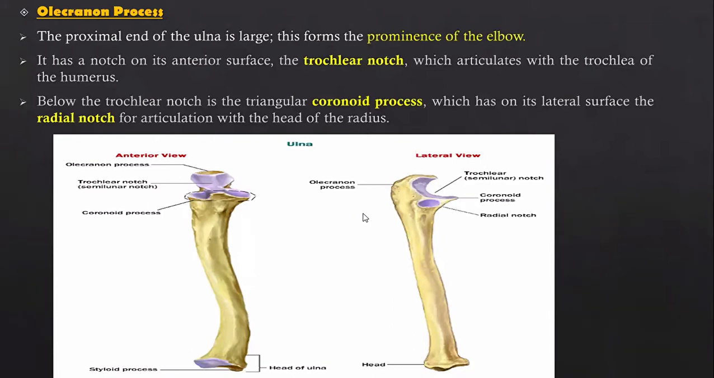So it has a notch on its anterior surface. This is the trochlear notch, which articulates with the trochlea of the humerus. Below the trochlear notch is the triangular coronoid process. This is the coronoid process, which has on its lateral surface the radial notch for articulation with the head of the radius. So this is the radial notch.